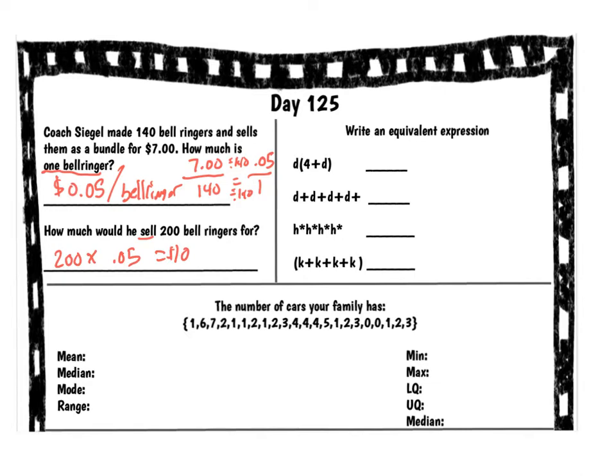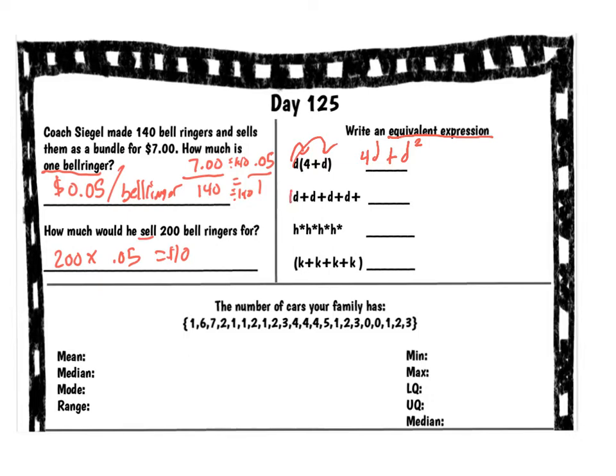So now we're going to write equivalent expressions. This is what we're going to be doing next week, equivalent expressions and equations, to kind of wrap up the year and make sure you're really prepped for 7th grade. We're going to distribute that D. D times 4 is 4D. D times D is D squared. So you have 4D plus D squared.